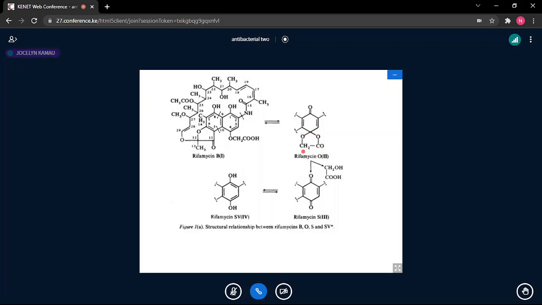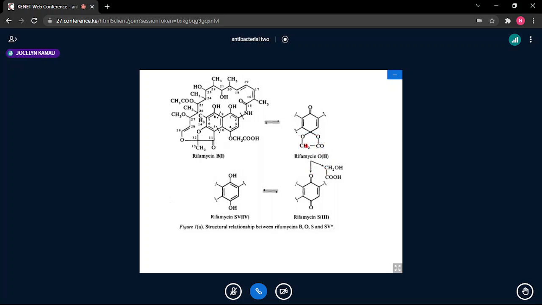It has a cyclic ether at that particular position. Then from there, we go to rifamycin S, and if you look at rifamycin S, again, it loses... you see, it's losing the CH2COOH. So it loses this group here as rifamycin S. That group is, and of course, it's losing it from here.